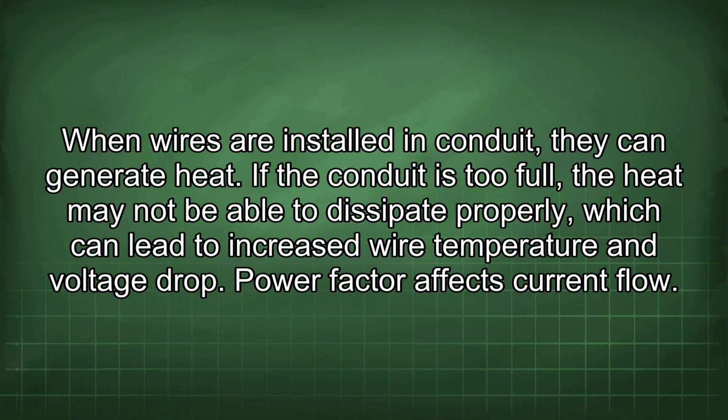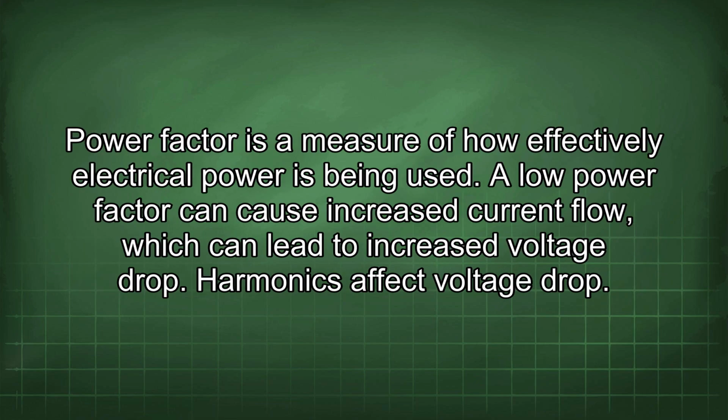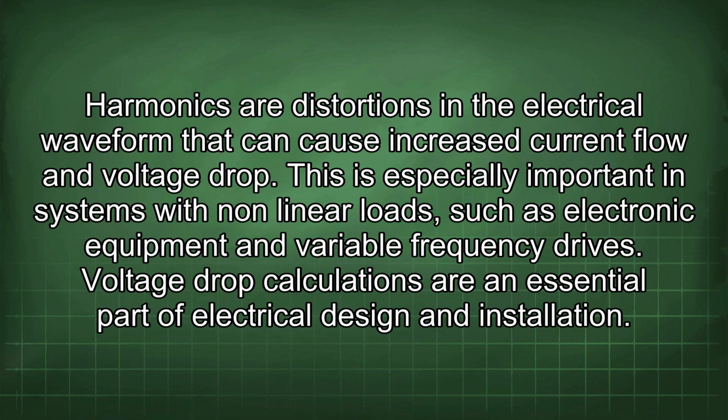Power factor affects current flow. Power factor is a measure of how effectively electrical power is being used. A low power factor can cause increased current flow, which can lead to increased voltage drop. Harmonics affect voltage drop. Harmonics are distortions in the electrical waveform that can cause increased current flow and voltage drop. This is especially important in systems with nonlinear loads, such as electronic equipment and variable frequency drives.